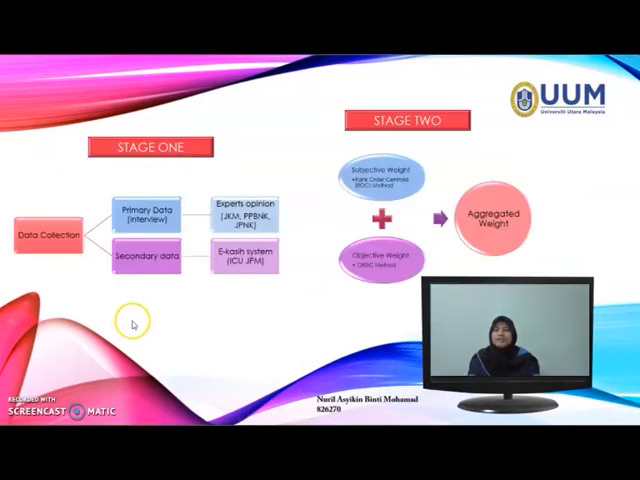Okay, let us begin with the first stage. The first stage is data collection. Data collection is defined as the procedure of gathering information. There are 2 types of data, which are primary data and secondary data.